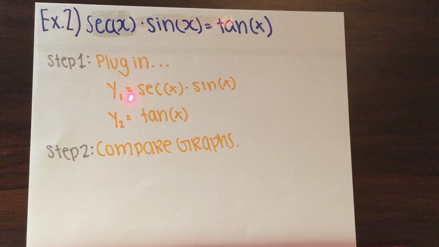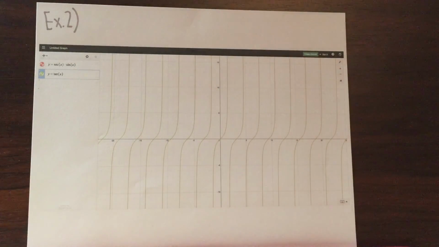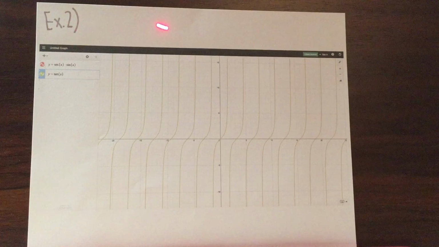So I plugged in y1 equals secant of x times sine of x. For y2, I plugged in tan of x. And then I just compared the graphs to make sure that they're aligned. So here's what the graph looks like, and it might be a little hard to see or not, but they are aligned. It just looks like one graph, so that means that the equation that was there before is true.